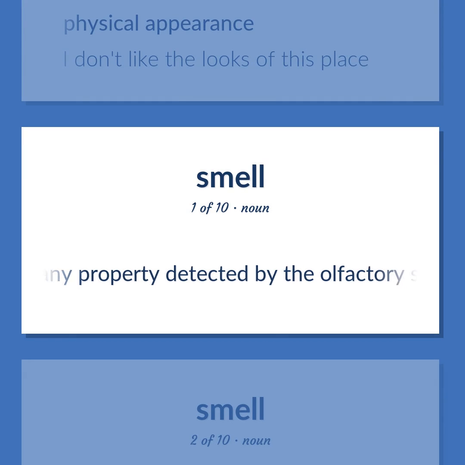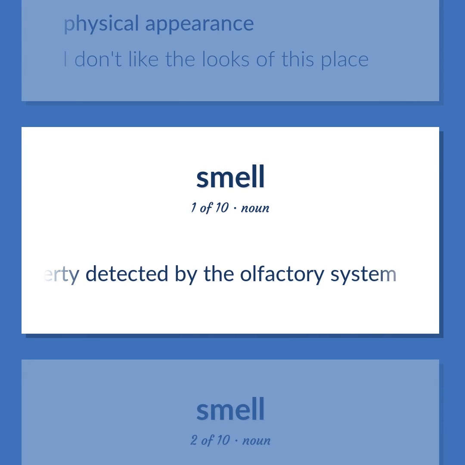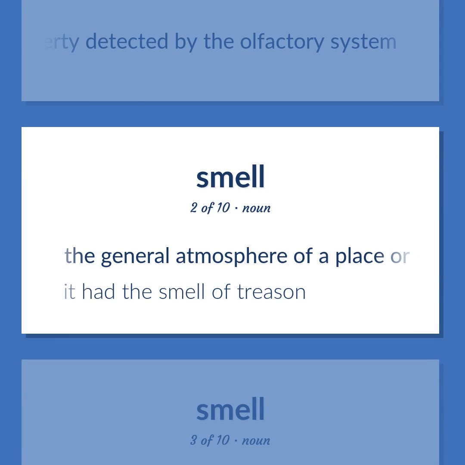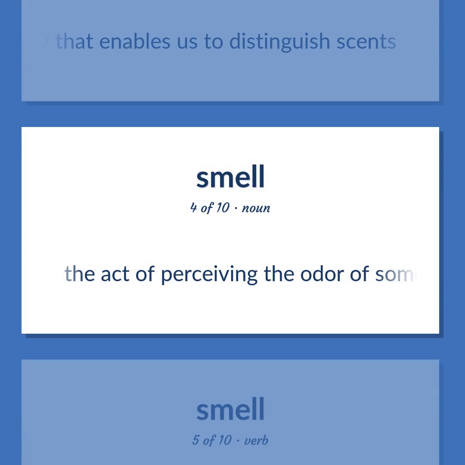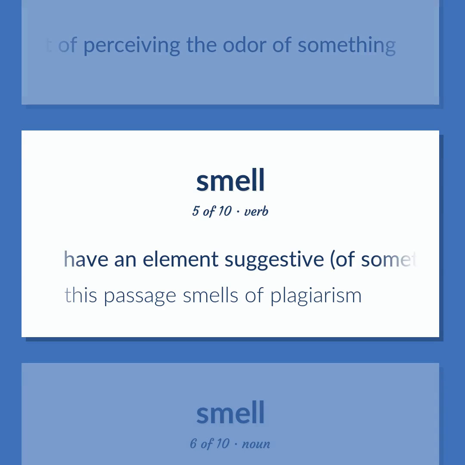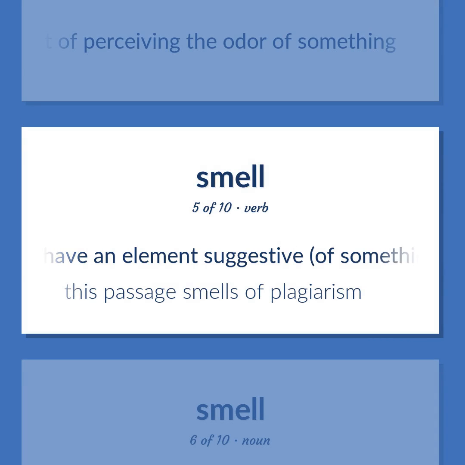Any property detected by the olfactory system. The general atmosphere of a place or situation and the effect that it has on people. It had the smell of treason. The faculty that enables us to distinguish scents. The act of perceiving the odor of something. Have an element suggestive of something. This passage smells of plagiarism.